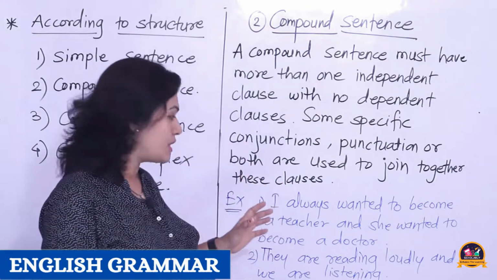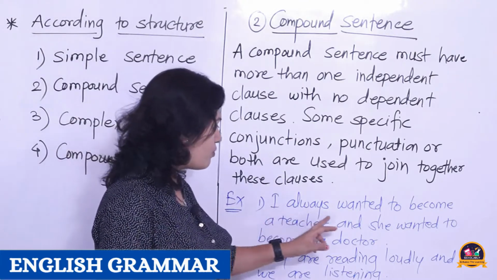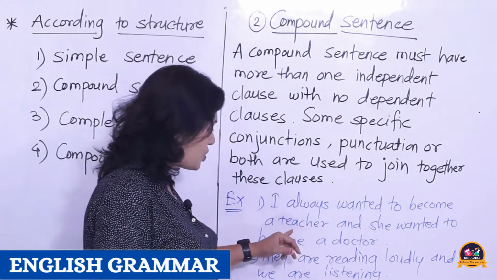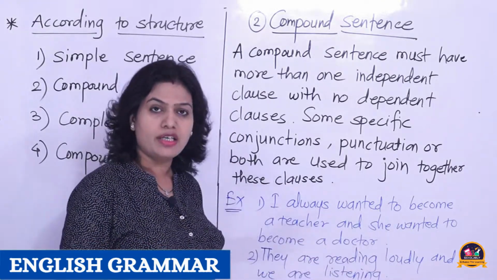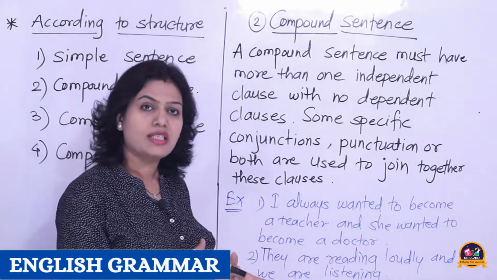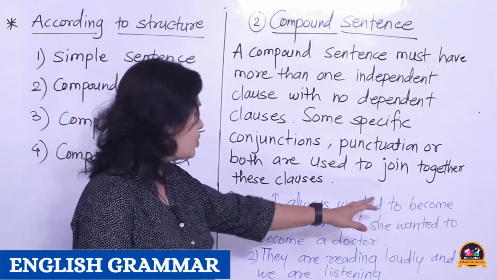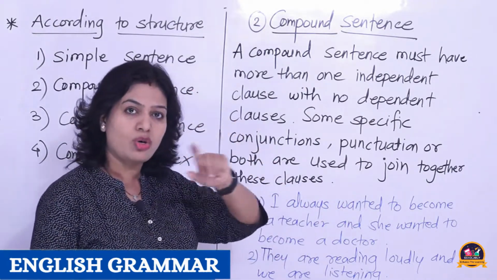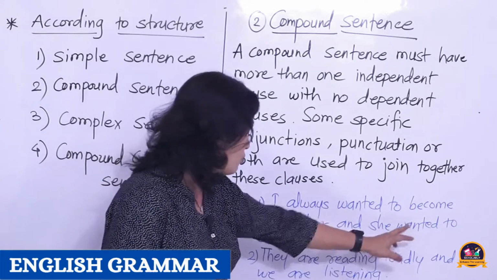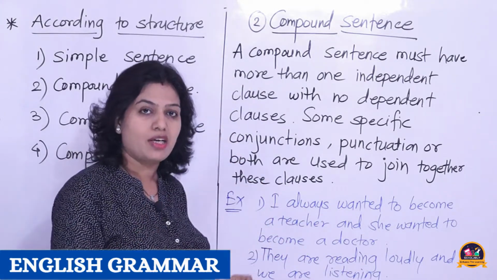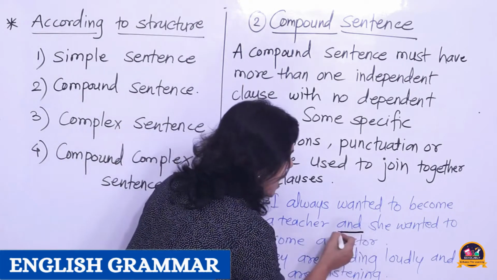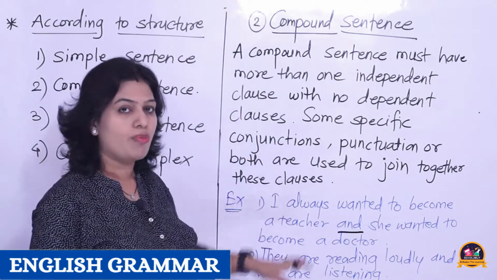Examples for compound sentence are, first one is, I always wanted to become a teacher and she wanted to become a doctor. Here two independent clauses are there. We can clearly see I always wanted to become a teacher. This is the first clause, and second is she wanted to become a doctor. They are independent but they are joined using this conjunction and, so it becomes a compound sentence.